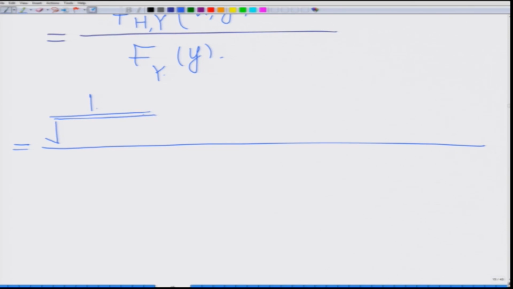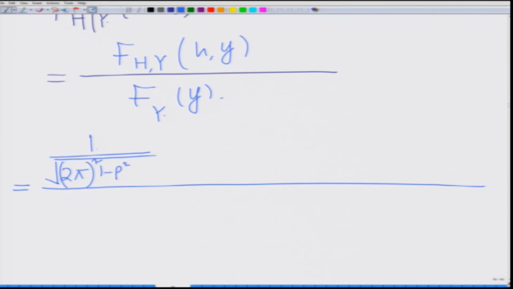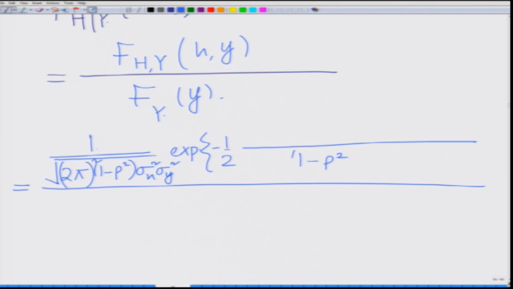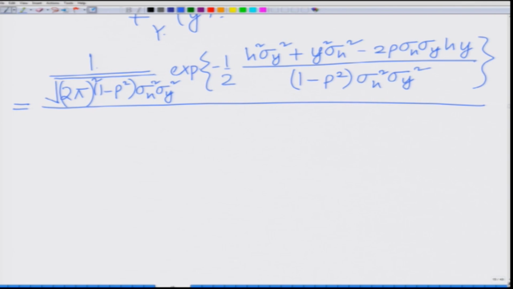So, that is 1 over the square root of (2 pi) whole square times 1 minus rho square, that is the determinant of R, which is sigma h square sigma y square, times e to the power of minus half times 1 over (1 minus rho square) times (h square sigma y square plus y square sigma h square minus 2 rho sigma h sigma y h y) divided by sigma h square sigma y square, divided by the marginal probability density function of y, the observation y.